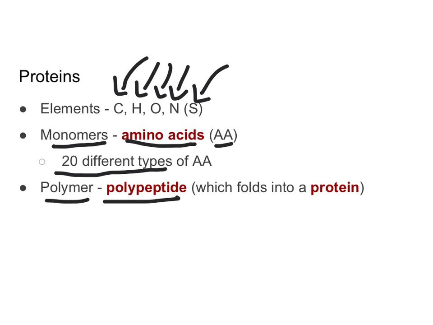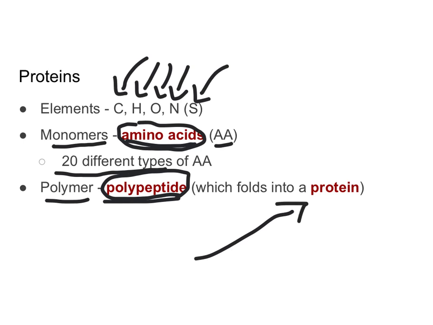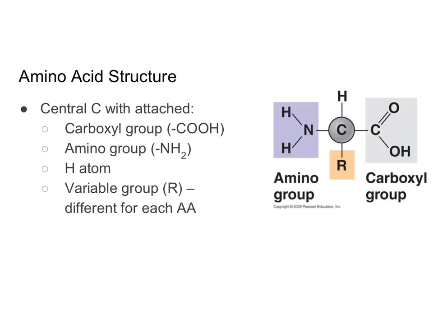is called a polypeptide. Now, I want you to imagine if you had a long chain of amino acids, so a long chain of monomers, that would be the polymer, a polypeptide. However, if this long chain folded onto itself to make a 3-dimensional shape, then we would call it a protein. So a protein is a folded polypeptide.